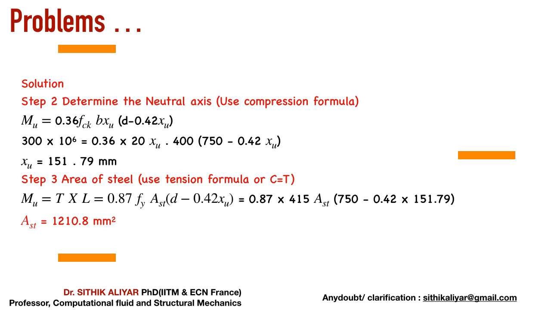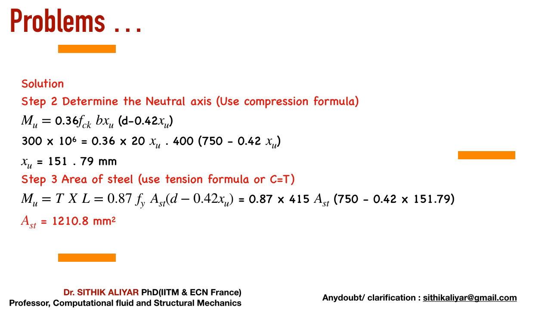First you see step 3. You know the formula, 0.87 fy Ast into d minus 0.42 into xu. You know this formula. fy is given, Ast you have to determine, Mu is given, d is given, you don't know xu. So to determine xu there is a step 2: find the xu from the compression formula.